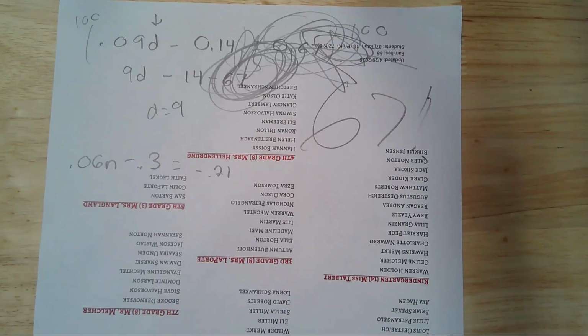I know you got this. Mastering it, so to say. But if you can rewrite the new equation without the decimals, it would be 6n minus 30 equals negative 21.